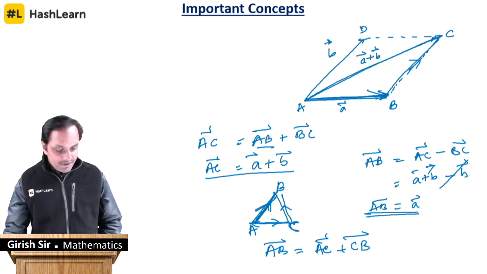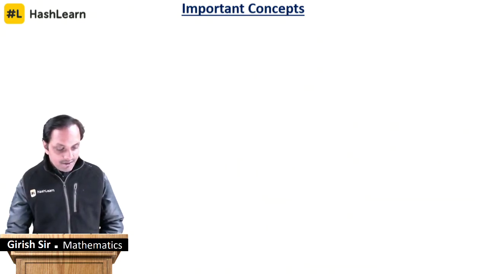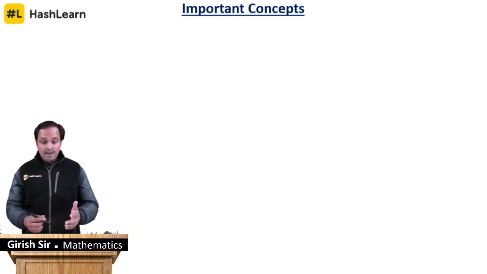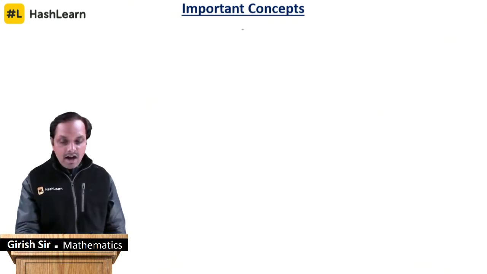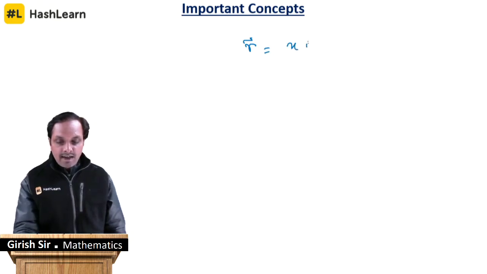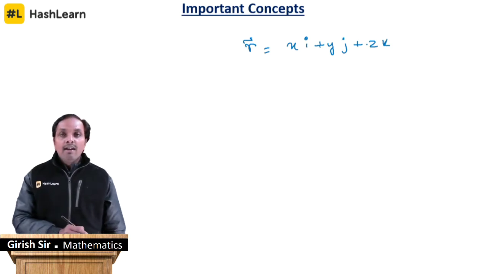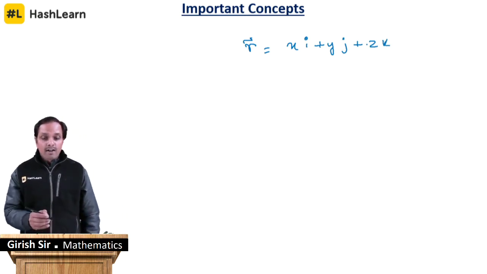So apart from this, as I told you, i, j, k are nothing but the unit vectors in the X direction, Y direction and Z direction respectively. Suppose they give you any vector R as xi plus yj plus zk. If you want to find the unit vector, how will you find it?